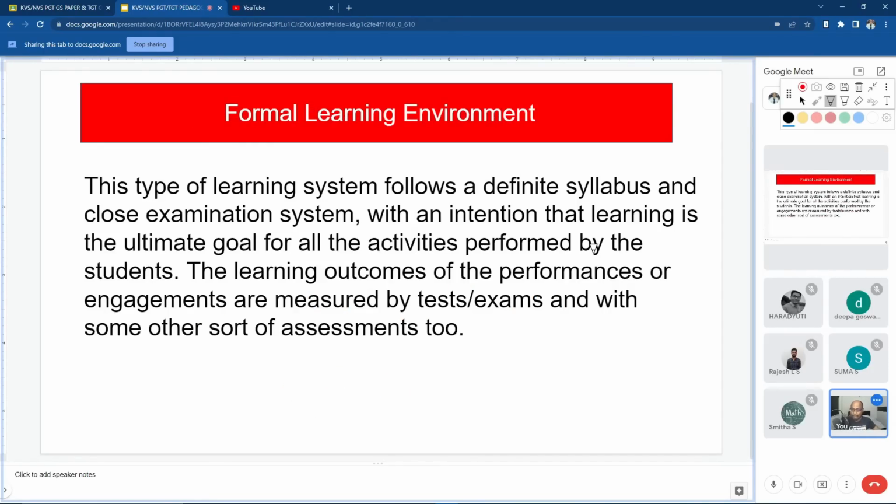Now we are discussing the formal learning environment. This system follows a definite syllabus and a closed examination system, with the intention that learning is the ultimate goal of all the activities performed by the students. The learning outcomes of the performance or engagements are measured by tests and exams and some other sort of assessments too. So we are all using the formal learning environment in the schools, with specified goals and objectives and expected outcomes.